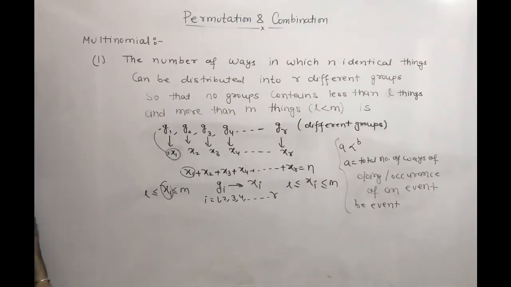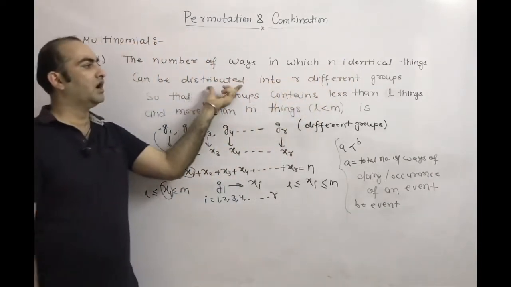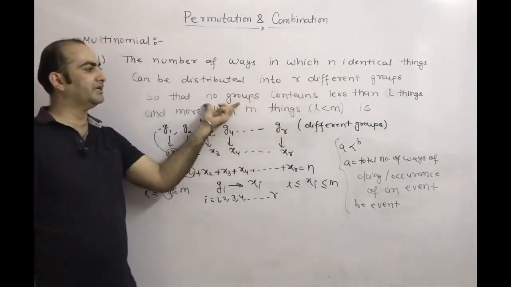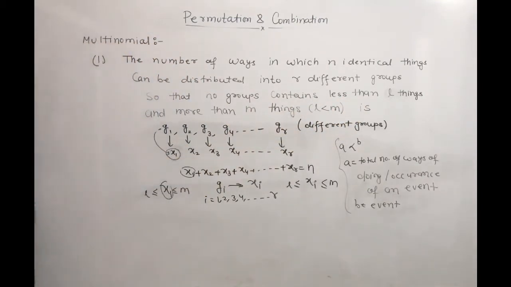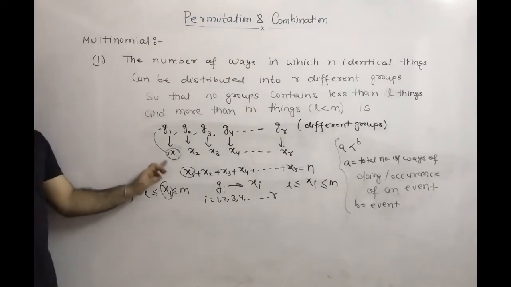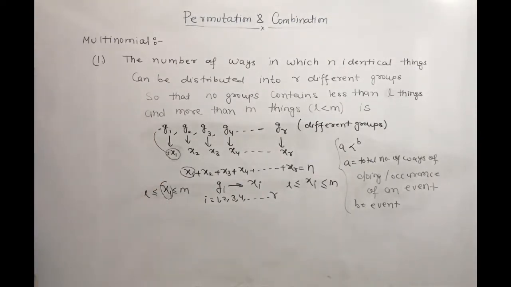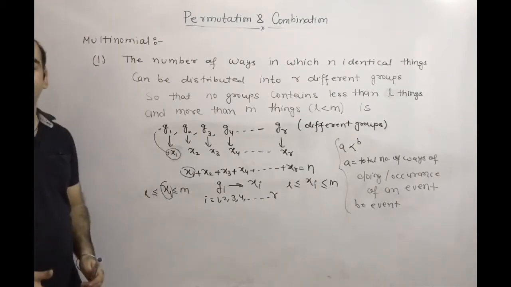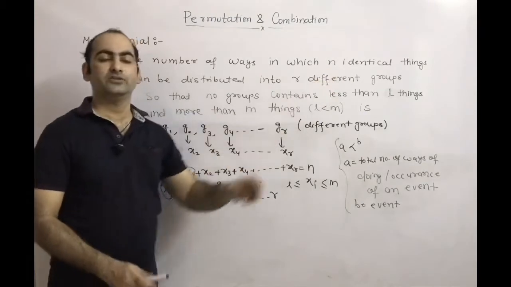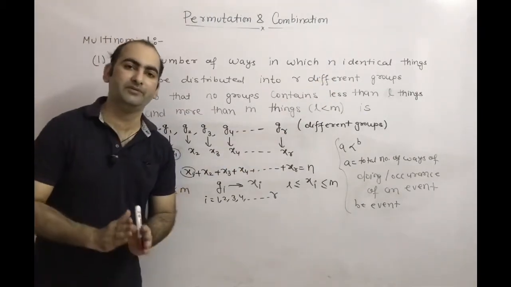Here we want the number of ways in which n identical things can be distributed into r different groups, so that no group contains less than l things and more than m things. So g1 is containing x1 things, and x1 should be greater than or equal to l and less than or equal to m. Suppose in g1 we are giving l things. Because we have n identical things, if you give l identical things to g1, how many ways? One way.